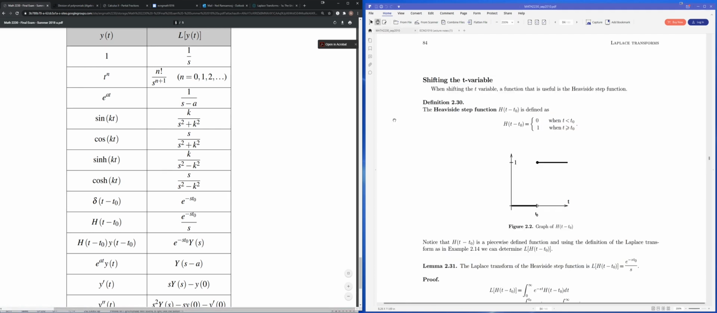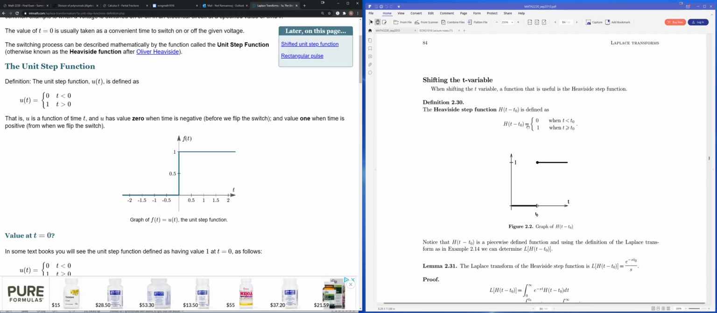So let's talk about shifting the t variable now, and the formula that we will get from shifting the t variable. But before I get into that, I need to talk about the Heaviside step function. Your Heaviside step function is a piecewise defined function, H(t minus t0), and that t0 is some constant time value.